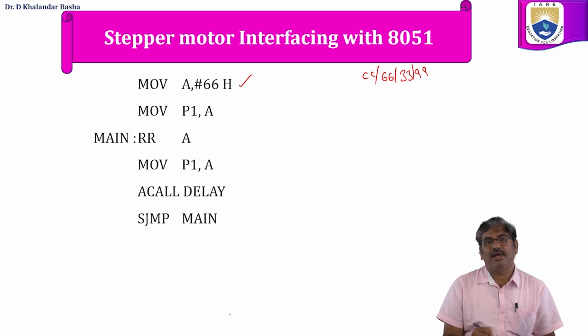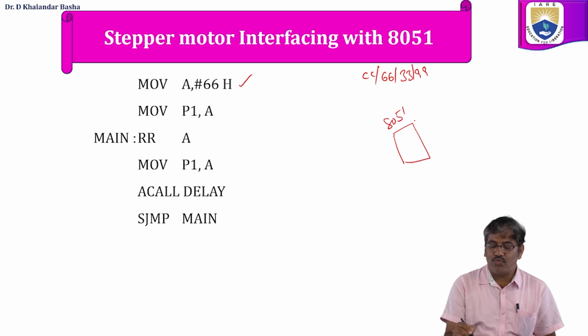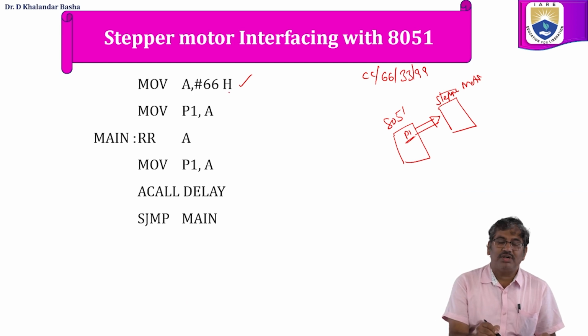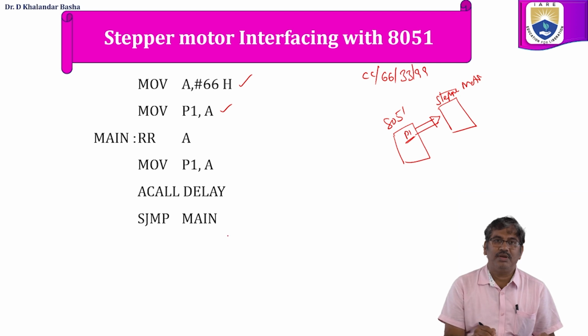We are assuming the stepper motor is connected to port 1 of the 8051 microcontroller. So when I want to send the pulses to the stepper motor, we will make use of port 1. If you send some data onto port 1, that will drive the stepper motor. So the pattern which we load in the accumulator will be moved to port 1.